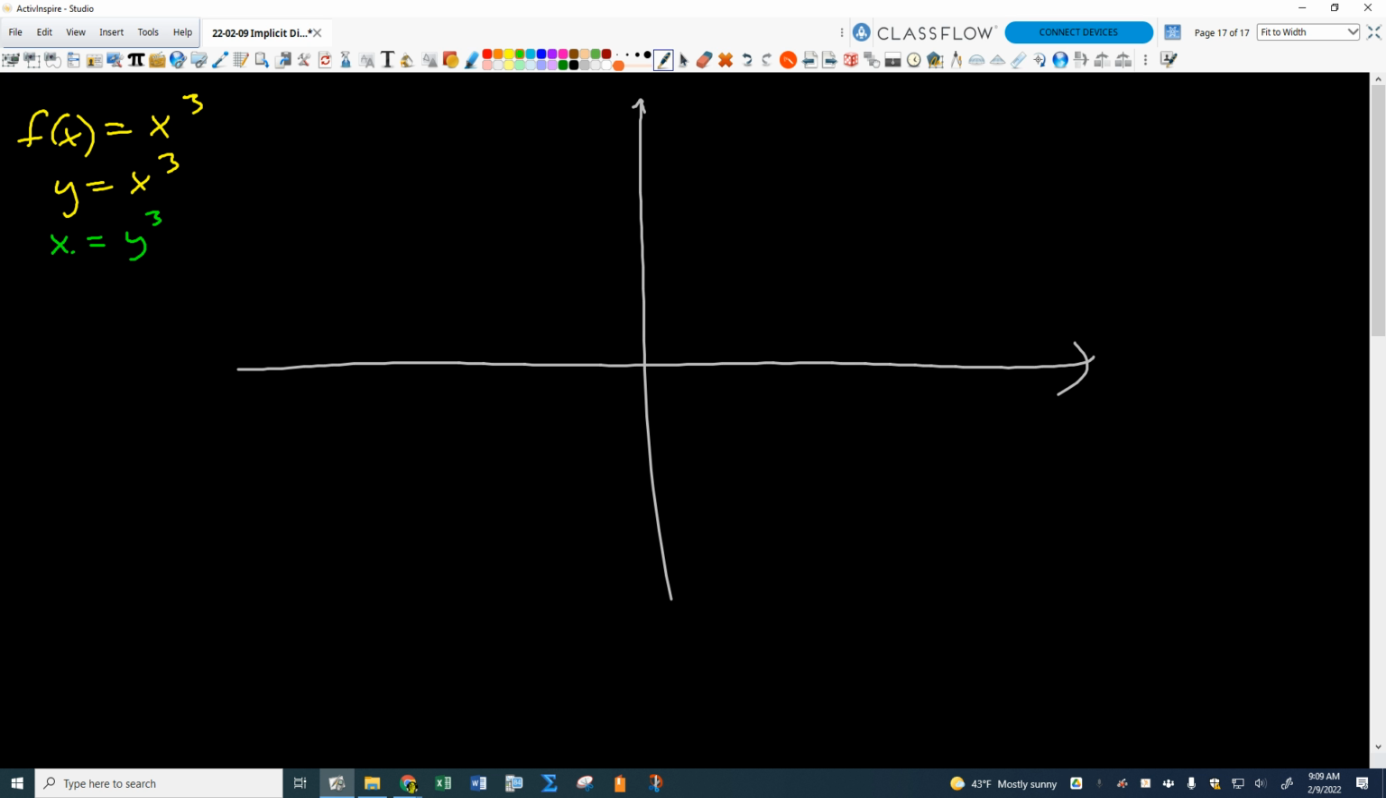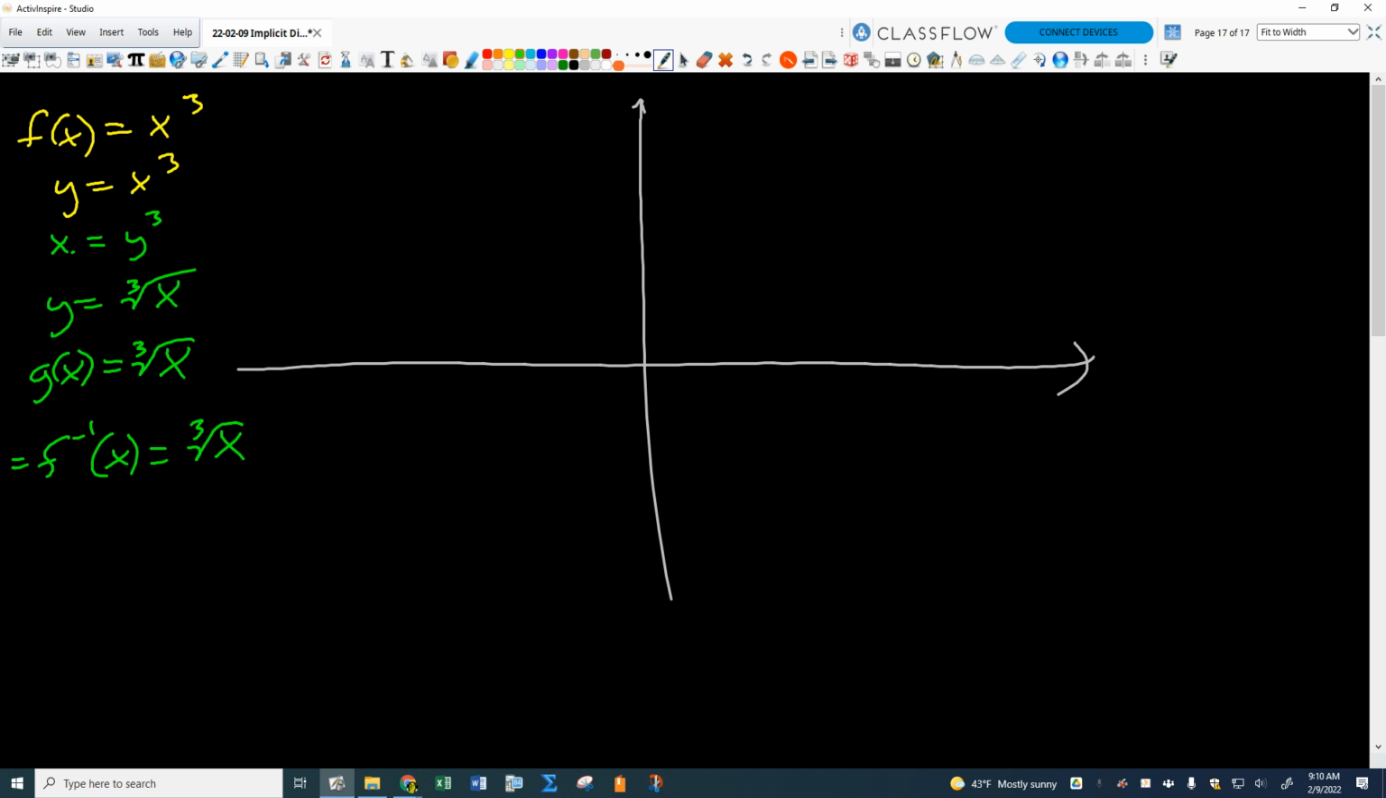Solve for y. Good. So we switch the variables and we solve for the new y. What's the one step required to isolate the y there? Cube root. Yeah, and when I take an odd root, I don't have a plus or minus, right? So I just get the single solution, y equals the cube root of x. And we could call that g of x, or if we wanted to, we could use the inverse notation: f inverse equals the cube root of x.